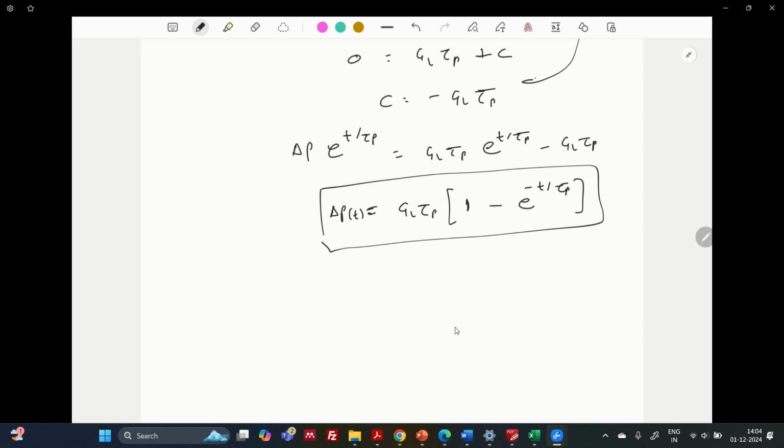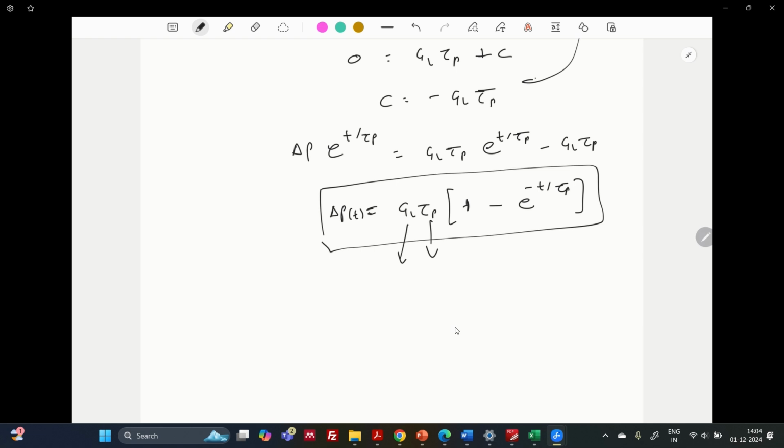Okay, now you have been given this GL, 10 to the power 17 per centimeter cube. This is given, so you can calculate what this function is going to be. So how will it look in time? At t equal to 0, this 1 minus 1 will become equal to 0, and delta p will be equal to 0. That's what we had as an initial condition.